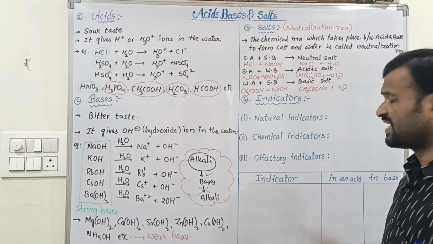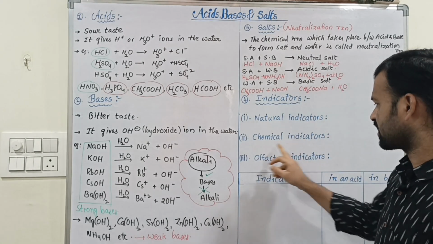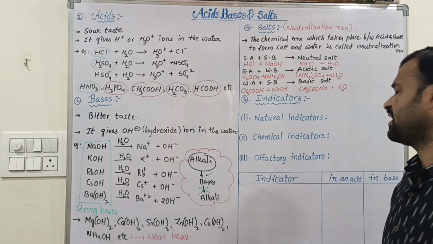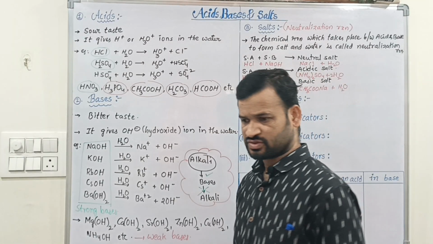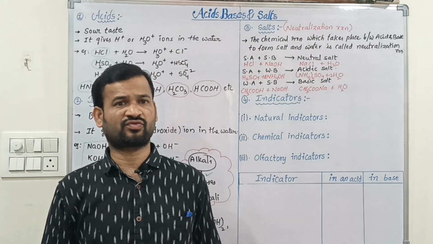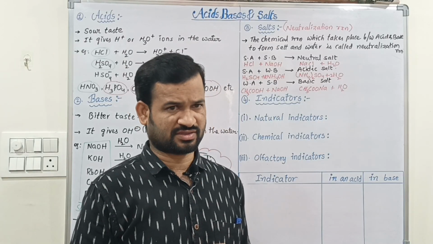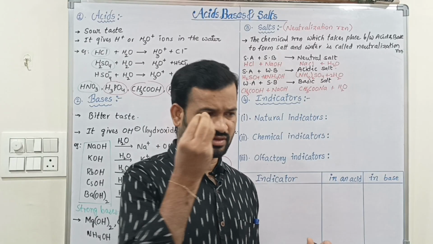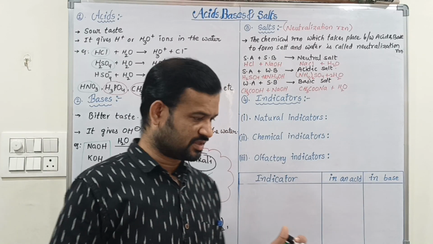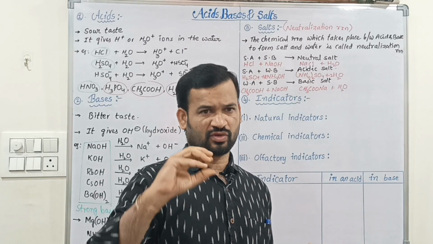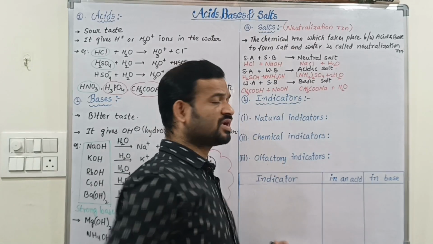Here we have three types of indicators in this lesson: natural indicators, chemical indicators, and olfactory indicators. Natural indicators means naturally occurring. They are prepared using naturally occurring substances, means plants, like leaves and petals of flowers. By using that kind of leaves and flowers, we can prepare natural indicators.